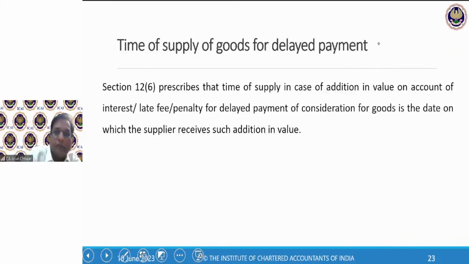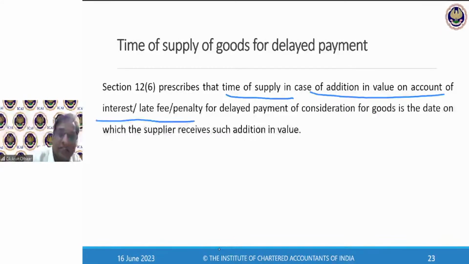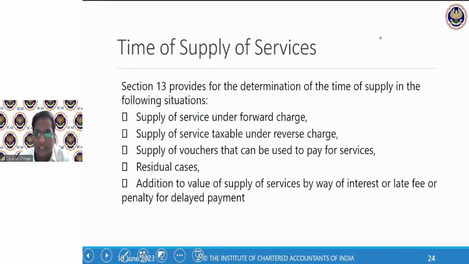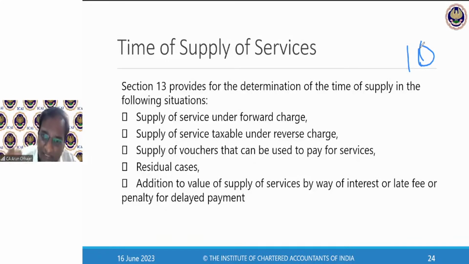So let's read the provision. 12.6 says that time of supply in case of addition in the value on account of the interest, late fees, penalty for delayed payment is the date on which the supplier receives such addition in the value. So now section 13, that is the service, we will do after the break of 10 minutes. So एक बार पहले आपके, if you have any question, kindly ask. Once I resolve the query, then we will take the break of 10 minutes.